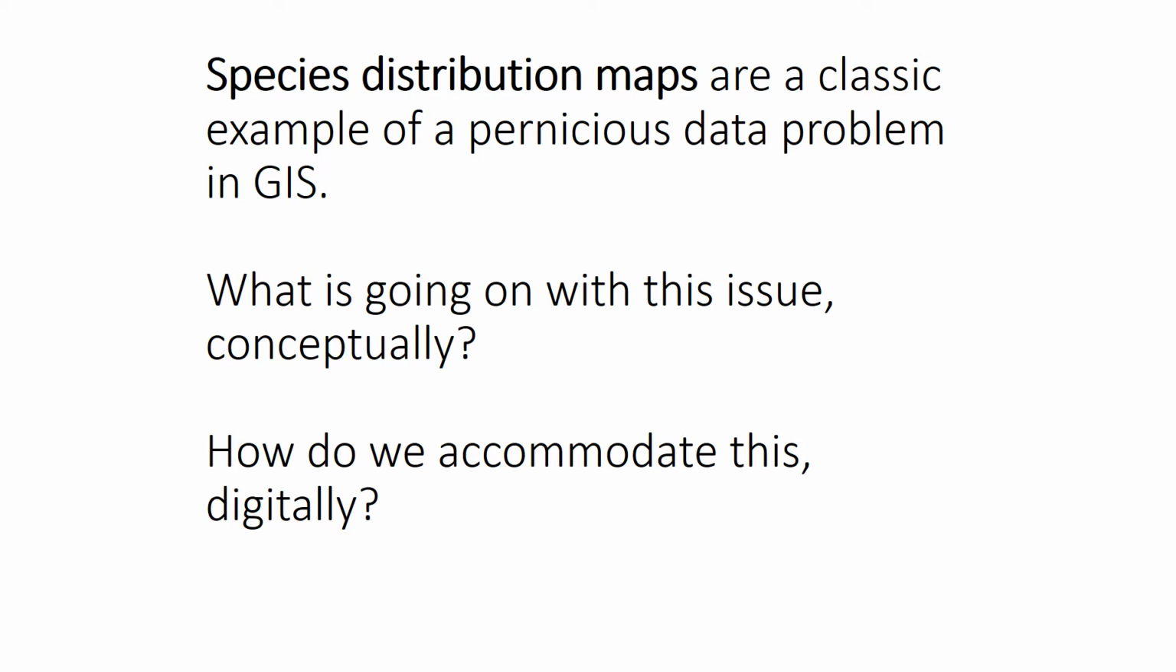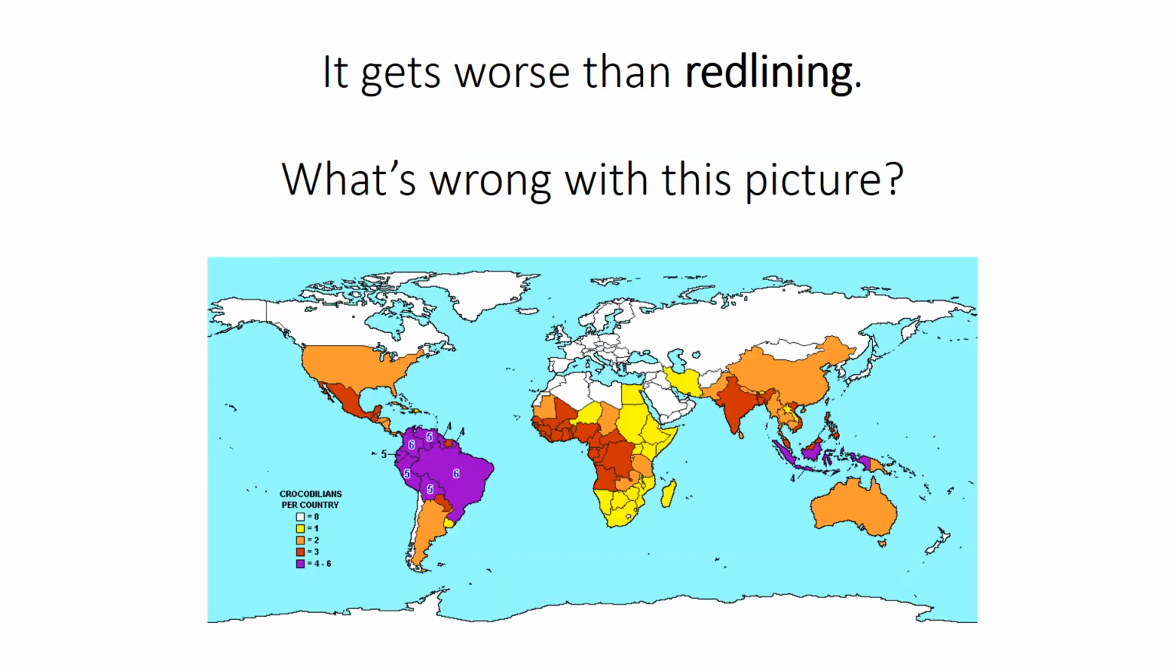So we need to think a little about what's going on with the issue conceptually. What's wrong with things like species distribution maps? Obviously, we have them for a reason. They're a simple presentation of where you might find that species. But clearly, there's some uncertainty. There are some gray areas on the boundary lines. And even within the boundary, your likelihood of encountering this species or that species definitely varies. So how do we accommodate that digitally? How do we include that as part of our analysis? This practice actually is a feature called redlining.